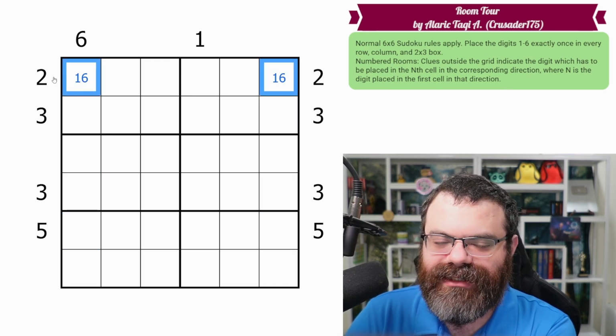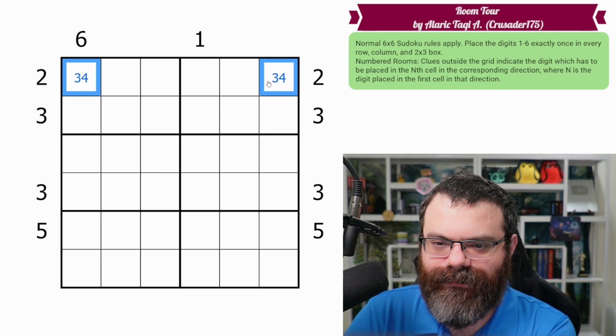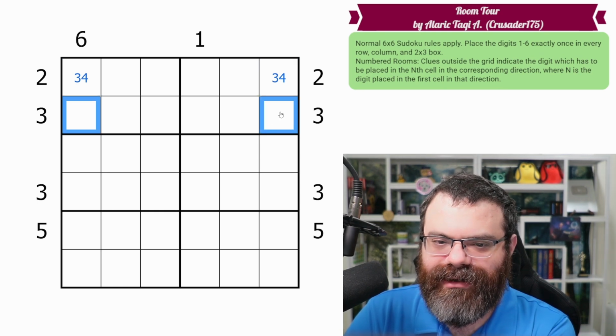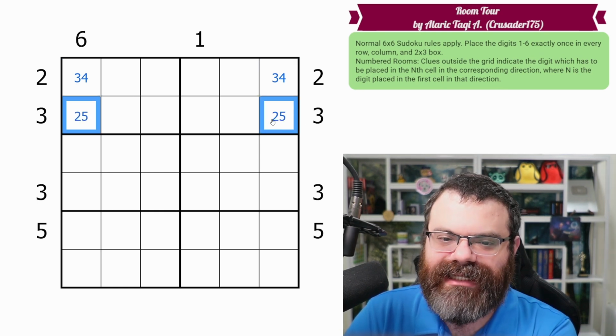Well, we can't do 1, 6 because we can't put a 1 next to a 2. And we can't do 2, 5 because we can't put a 2 next to a 2. So this has to be 3, 4. All right. And so then out here, we cannot use 1, 6 or 3, 4. So this has to be 2, 5.